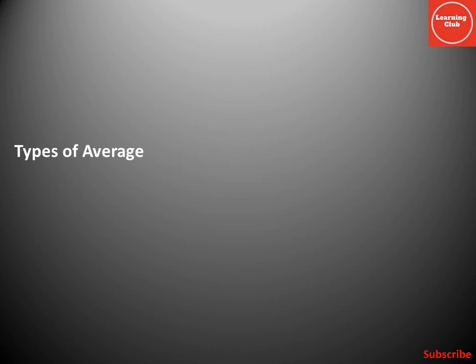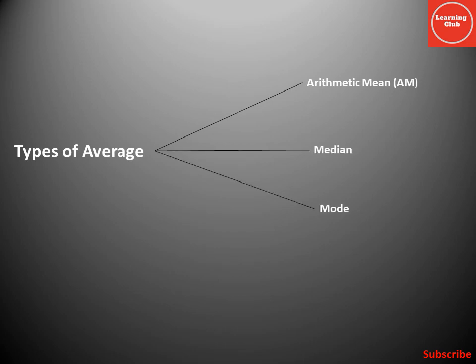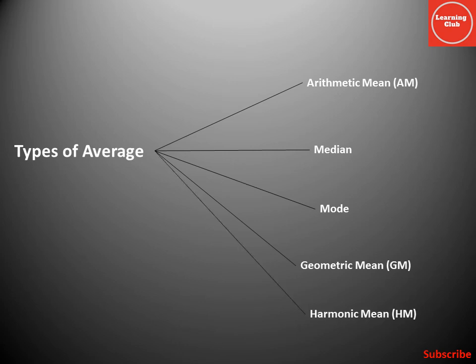What are the various types of average which indicate the measure of central tendency? Number one, we have the arithmetic mean, which is usually denoted as AM. We have the median, mode, geometric mean, and harmonic mean. These are the basic five types of average which are used to calculate the measure of central tendency. In our next video, we will discuss these five types one by one.